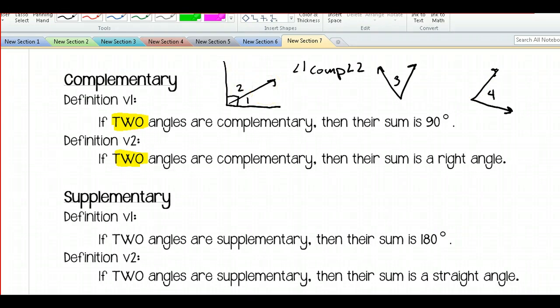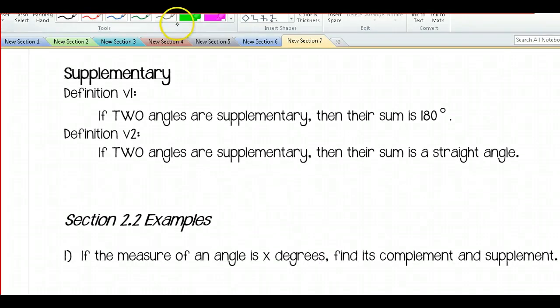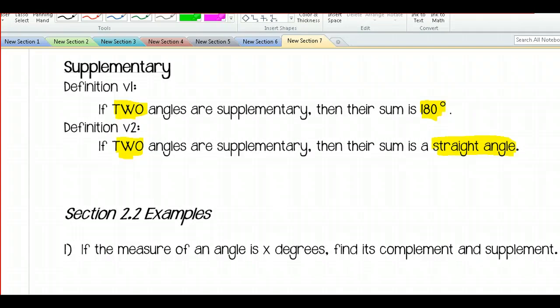So that's basically complementary. And then supplementary, again, if two angles are supplementary, then their sum is 180 degrees, or if two angles are supplementary, then their sum is a straight angle. And as you get more experience with two-column proofs, you'll know which of these to use in the proof, which one's appropriate. And again, put these on your theorem sheets. Make sure you get the converses on there as well.